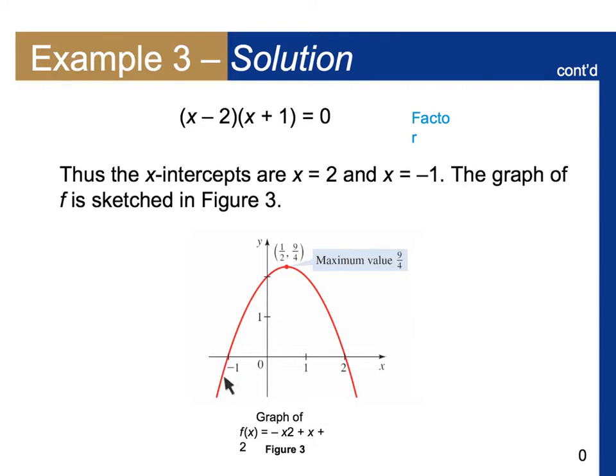We got the vertex. We don't need to plot any other points. We have a pretty good idea what this graph looks like. It opens down, right? Okay, so there's our parabola. Remember, arrows here.